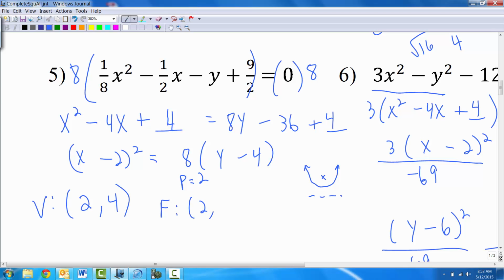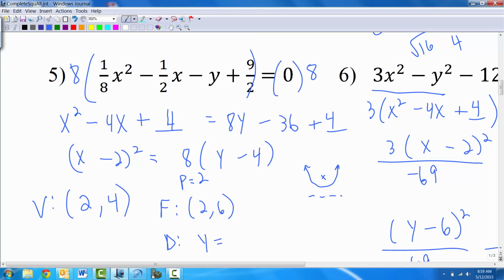2 comma 6. The y coordinate is up. The directrix is 2 down. So what is that? If you just write a number, I'm going to mark you wrong. I said that in the wrong order. I don't care. What is the equation?